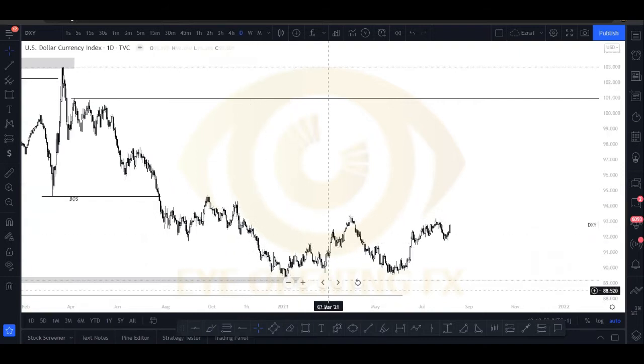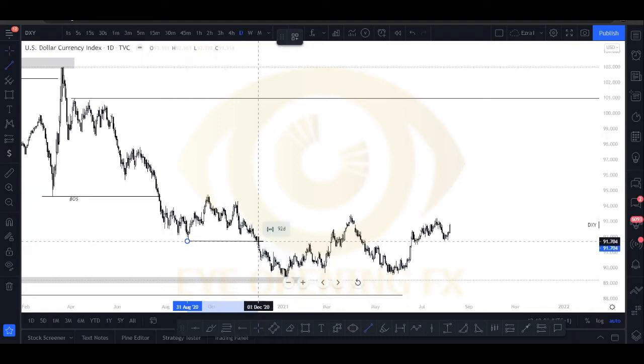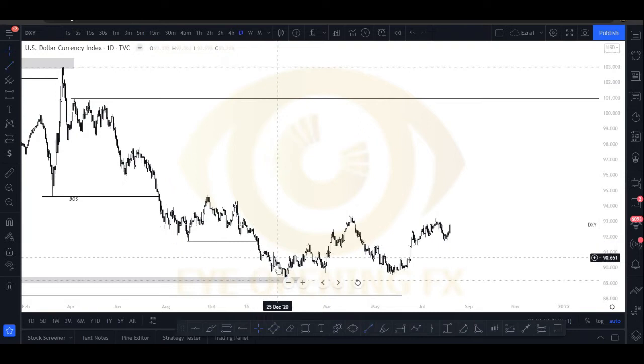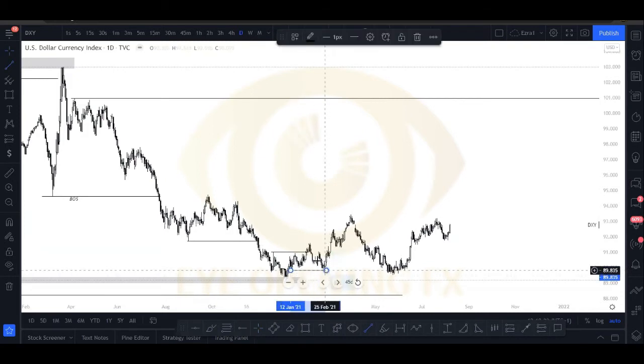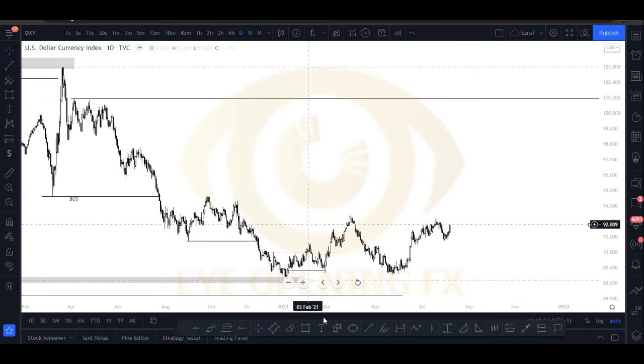So on this area, we had this range structure BMS. A little range structure was created. The market created a little pullback to the upside. After the pullback, the market came to the primary point of interest before this buy move. It induced liquidity in the primary point of interest before the buy move.